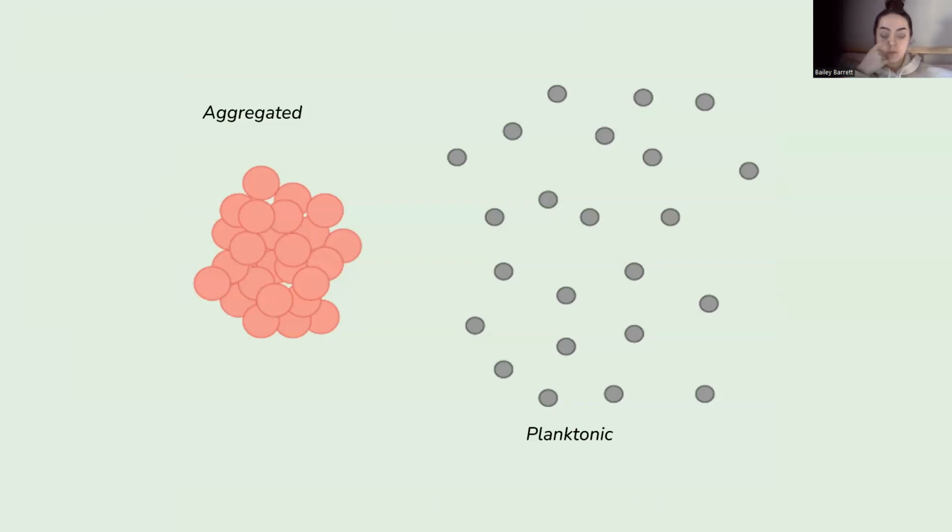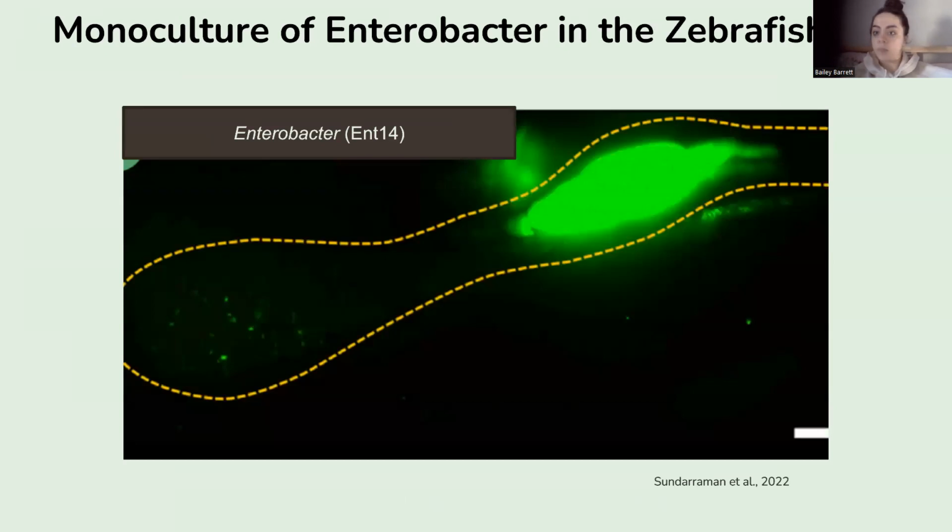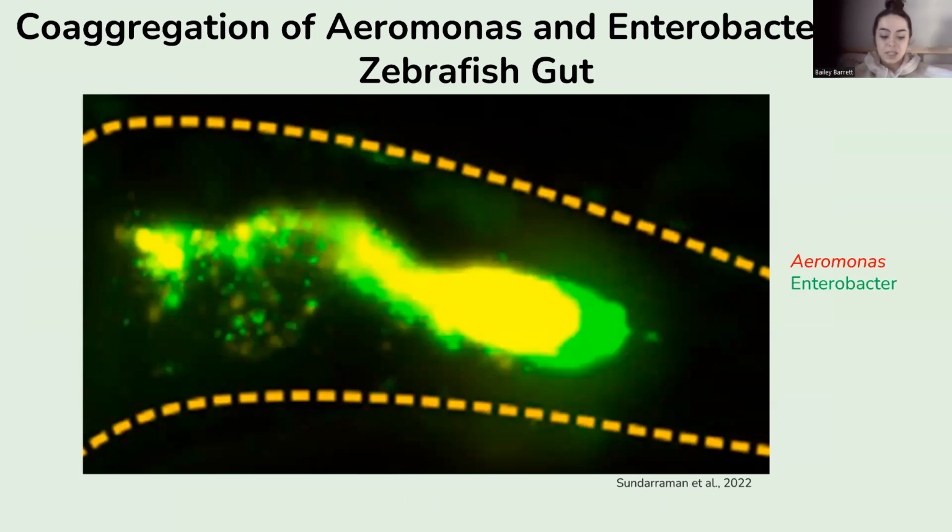In previous research, we have observed the association of both Aeromonas and Enterobacter in the gut of the zebrafish. When Aeromonas is by itself, it tends to colonize a different portion of the gut than when Enterobacter colonizes the gut by itself in a monoassociation. However, when the two bacteria are together, Enterobacter will localize to the same region as Aeromonas. This overlap is where Aeromonas and Enterobacter are both at the same time. And I believe the green is just Enterobacter.